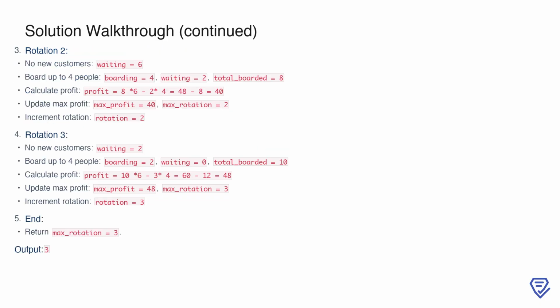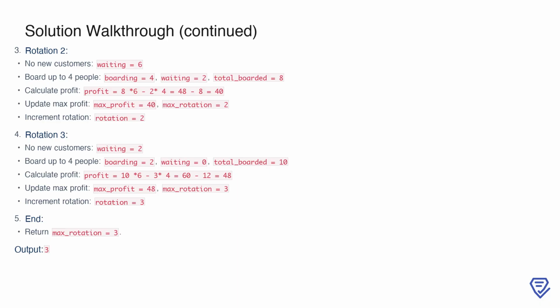In the second rotation, no new customers arrive, but we still have 6 waiting from the previous group. The wheel boards 4 more customers, leaving 2 still waiting. The total number of boarded customers is now 8, and the profit for this rotation becomes 40, which is higher than the previous maximum. We update the maximum profit to 40 and record the rotation as 2.